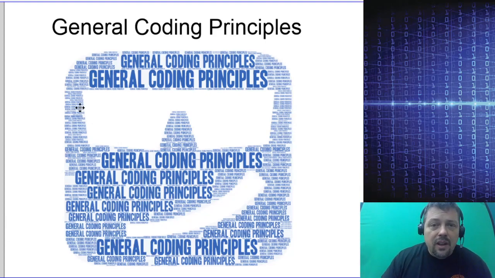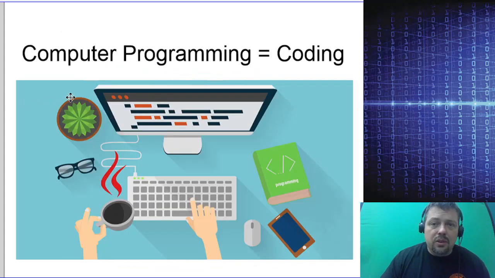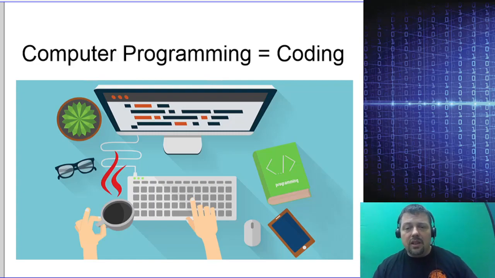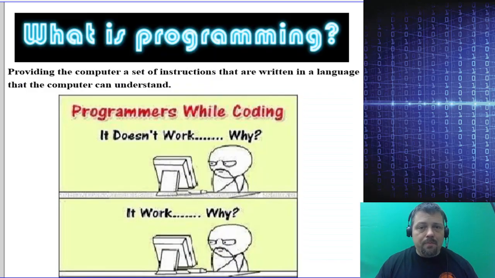Okay, so anyway, general coding principles. So the first question is, what is the difference between computer programming and coding? Those are interchangeable terms. They mean the same thing. So a lot of times you'll hear it referred to as coding. A lot of times you'll hear it referred to as computer programming. Those are interchangeable terms. They mean exactly the same thing. So don't get confused by the use of them interchangeably.